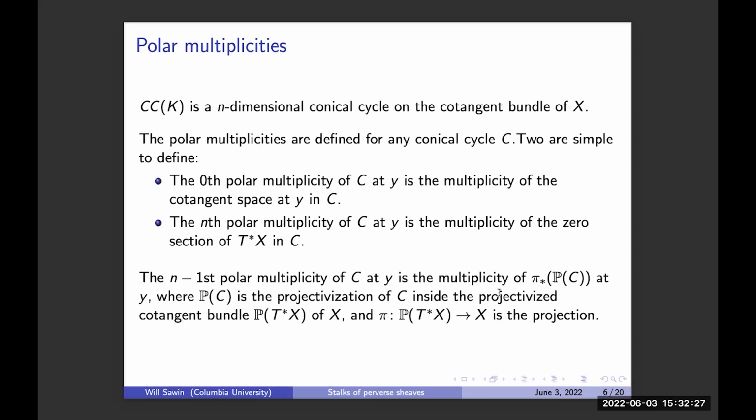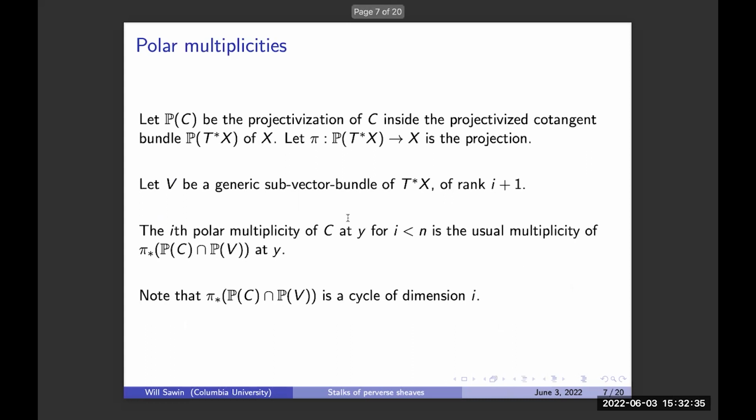And the general case is going to be constructed by similar means. We're going to again start by taking the projectivized cotangent bundle of X and projectivizing C inside that. So it'll be a cycle of dimension n-1. But then we're going to introduce something a little bit more. We're going to introduce a generic sub-vector bundle of the cotangent bundle of rank i+1.